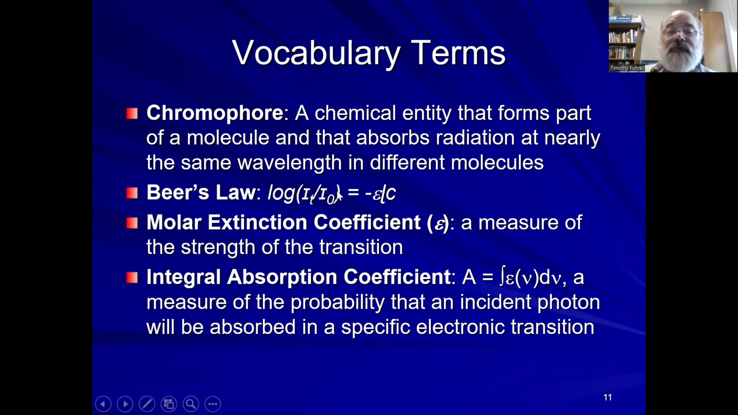Beer's law we're familiar with: a log of the intensity later over the original intensity of light that shone through a sample gives us basically absorbance. So absorbance is epsilon times path length times concentration. Epsilon is the molar extinction coefficient, and the molar absorption coefficient is related to the integral of that. So there are some vocabulary terms that might help with your reading if you're reading through the textbook on these topics.